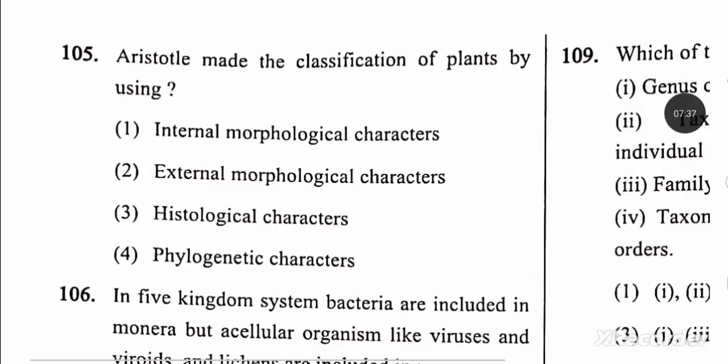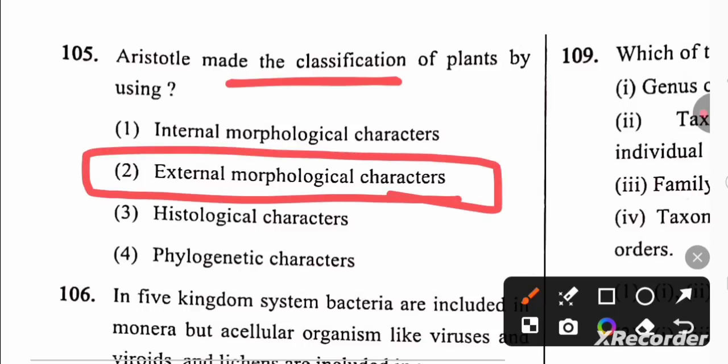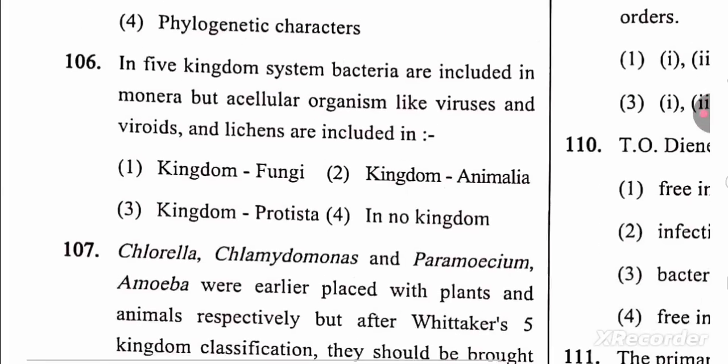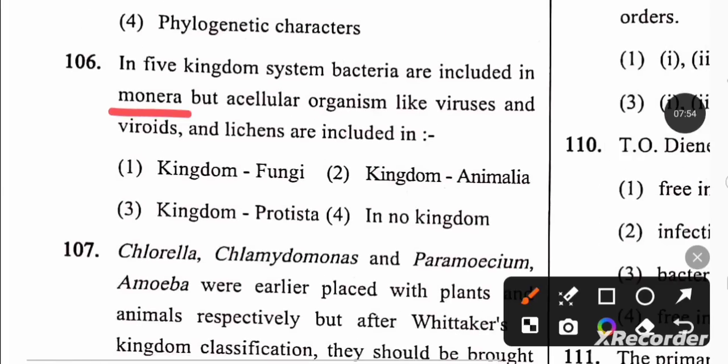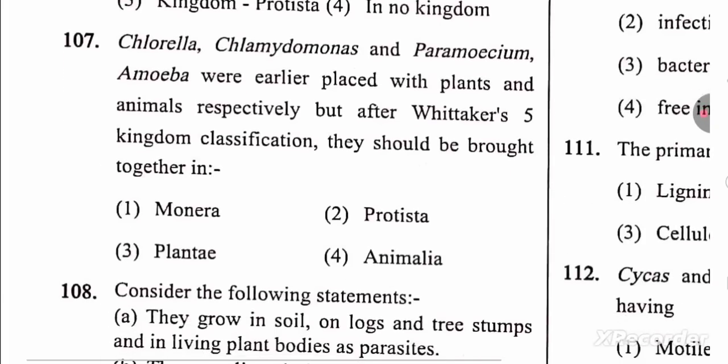Let us move to the next question. Aristotle made a classification of plants by using morphological characters, that is external morphological characters. So this is the right one. Let us move to the next question. In the 5 kingdom system, bacteria are included in Monera, but acellular organisms like viruses, viroids and lichens are not included in any of the kingdoms. So in no kingdom they are. Let us move to the next question.